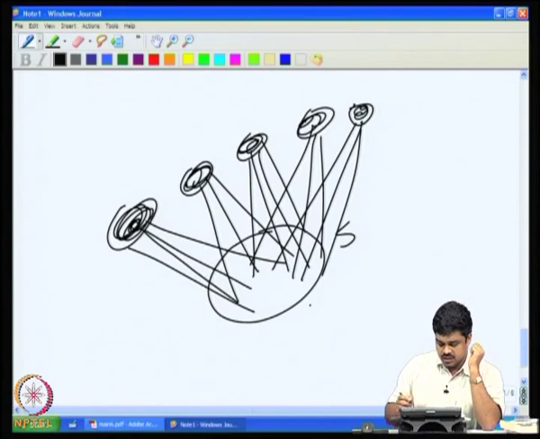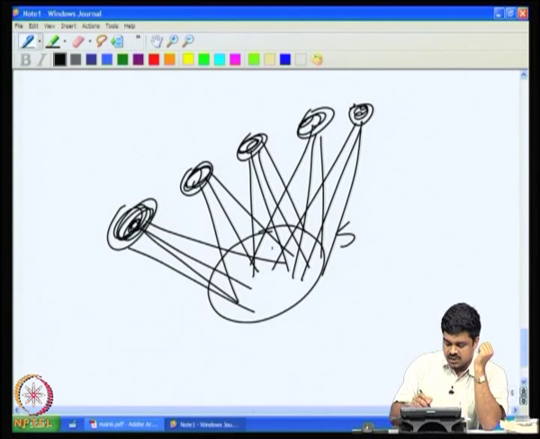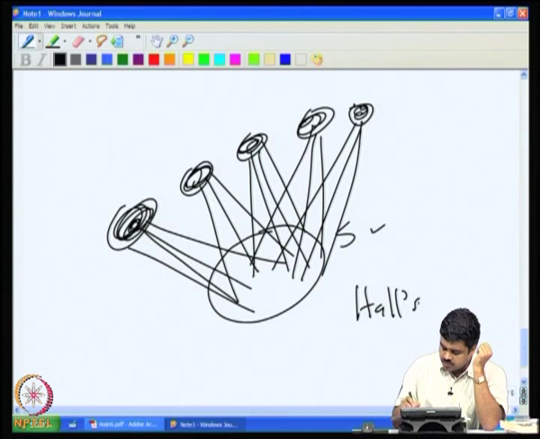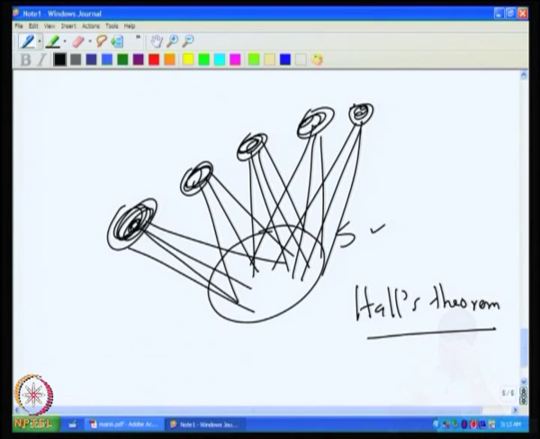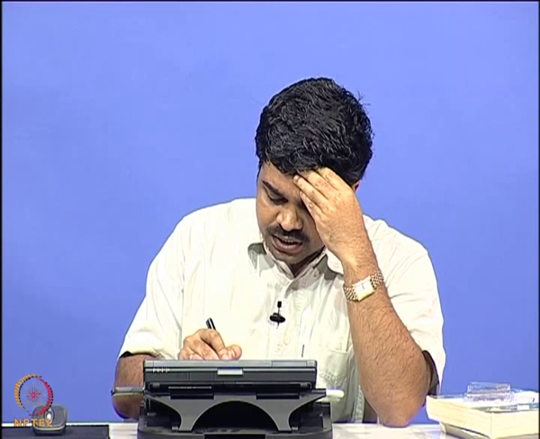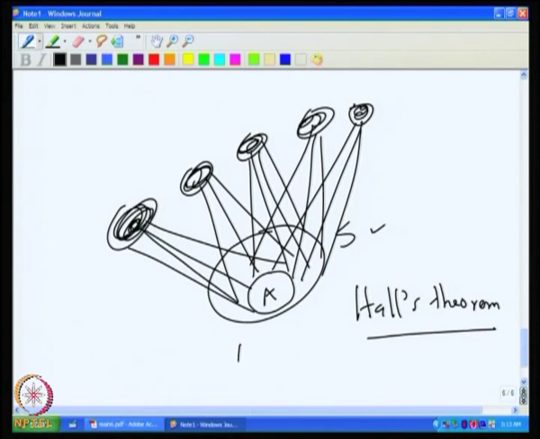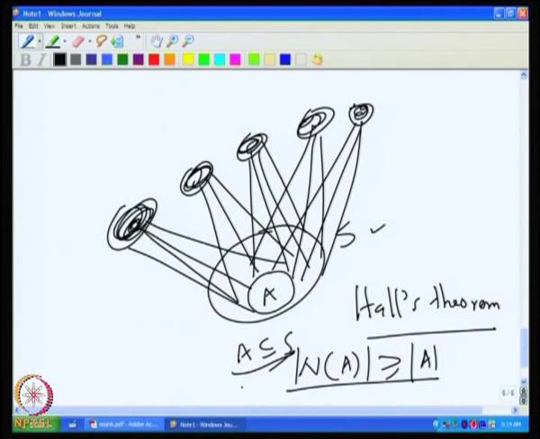Now, I want to show that there is a matching of S. We can use Hall's theorem. What was Hall's theorem? Hall's theorem says that for any subset A of S, if I consider N of A, and its cardinality is greater than or equal to the cardinality of A for any subset A, then we say that Hall's condition is satisfied, and if Hall's condition is satisfied, then there will be a matching of S.